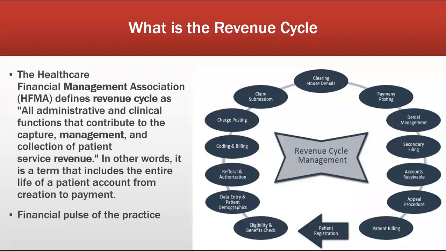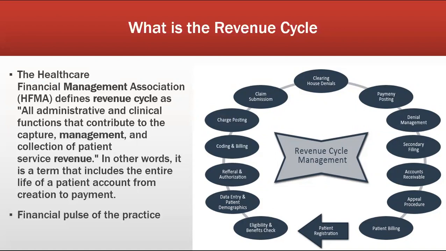So if you look at the little design here, it is everything. It starts from patient registration, eligibility and benefits, to data entry, to referrals and authorizations, to coding and billing, to charge posting, claim submission, clearinghouse, payment posting, denial management, secondary filing, if that's part of it. You've done your primary, now you've got to do your secondary, accounts receivable, appeal procedures, patient billing and patient collection. That entire piece is the revenue cycle.